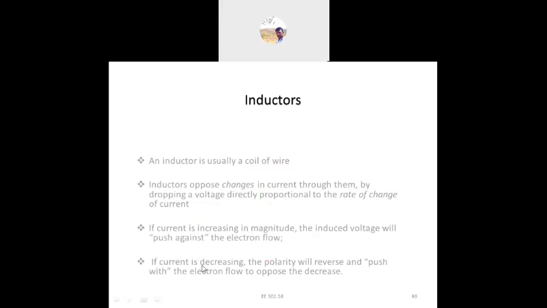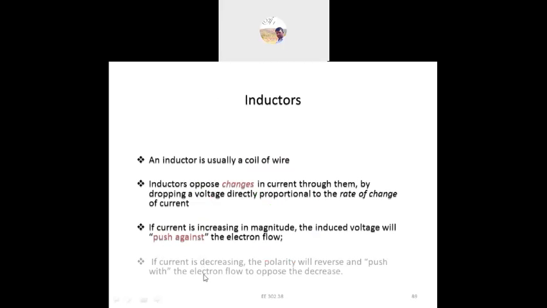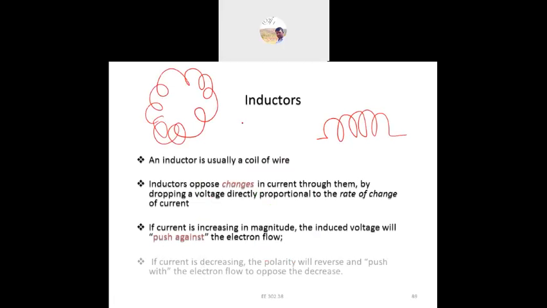Next we will talk about the inductor. We have already discussed the inductor, and again we go through some concepts. An inductor is a coil of wire, maybe wound in a rotational way, or it may be a solenoid with a hollow core. Inductors oppose changes in the current through them by dropping a voltage directly proportional to the rate of change of the current.